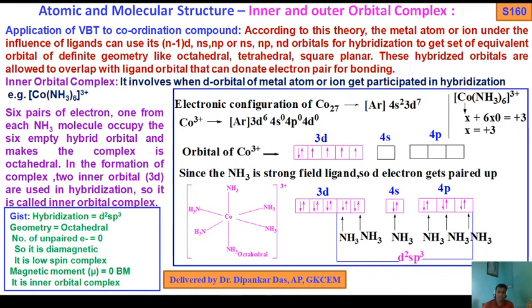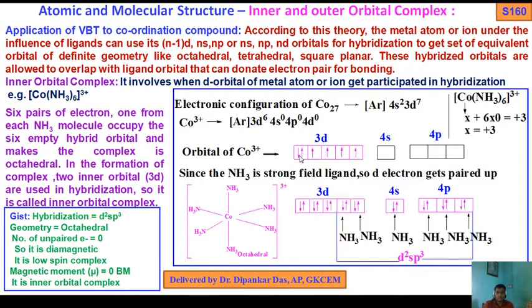Now the orbitals of Co3+. This is the 3d orbital. As you know, d consists of 5 suborbitals: dxy, dyz, dxz, dx2-y2 and dz2. So 1, 2, 3, 4, 5. 4s has 1 orbital, 4p has 3 orbitals, and 4s and 4p remain vacant. Now how many electrons are here? 6. So first, according to Hund's rule, 1, 2, 3, 4, 5, then 6.